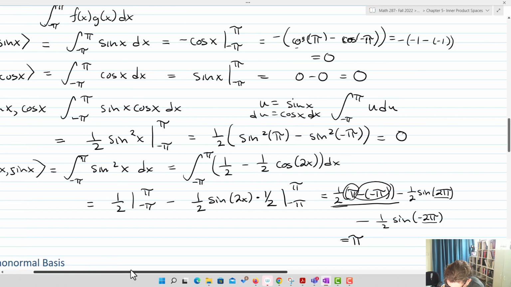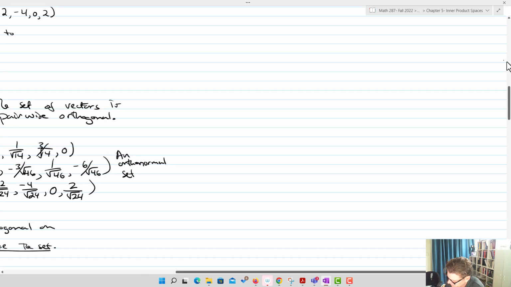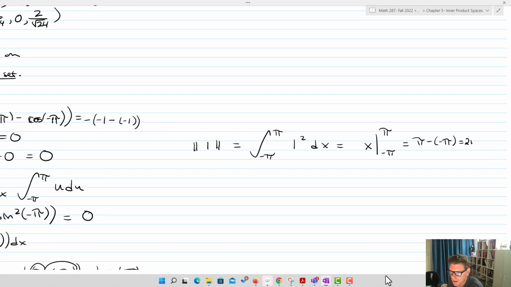Let's go find the norm of cosine x and the norm of 1. Well, let's start out with the easy one. Let's take the norm of 1. That equals the integral from negative pi to pi of 1 squared dx, which is just x evaluated from negative pi to pi. And so that equals pi minus negative pi, which equals 2 pi.